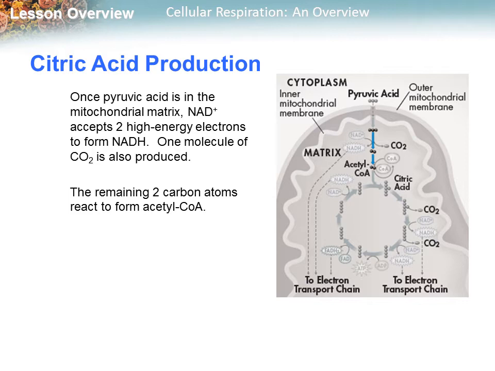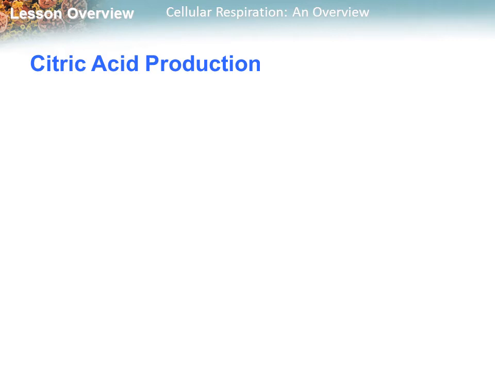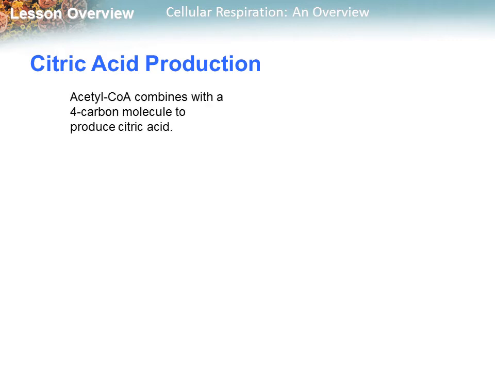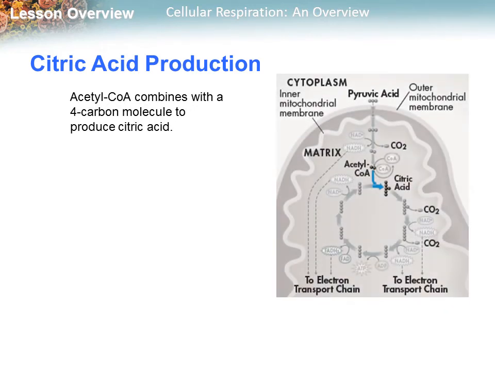The remaining two carbon atoms react to form acetyl-CoA. So acetyl-CoA combines with four carbon molecules to produce citric acid.